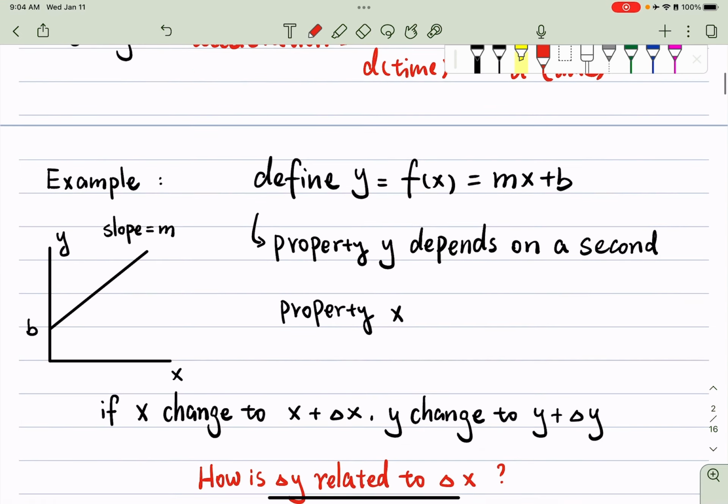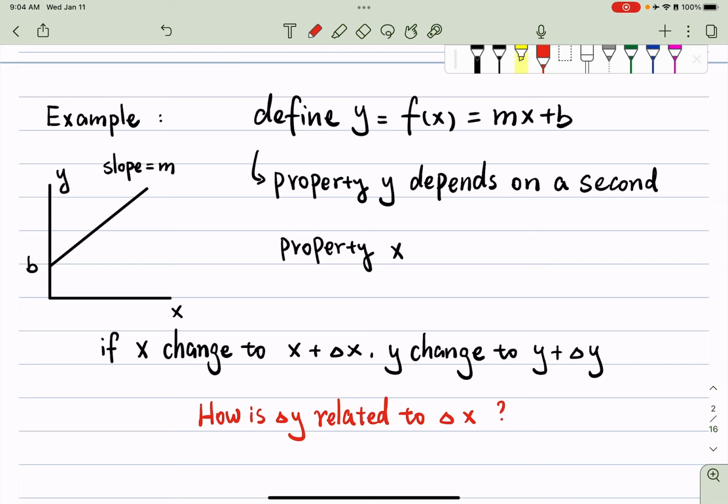So going to one of the examples, it's the simplest example I can think of. It's more or less a linear regression. Or, not linear regression, sorry, a linear function. On the left-hand side, let's just define y, which is a function of x, f(x), equals mx plus b. So that's why you have this linear plot here. That means the property y depends on a second property x. On the y-axis, that's where this equation shows. So f(x) equals mx plus b.